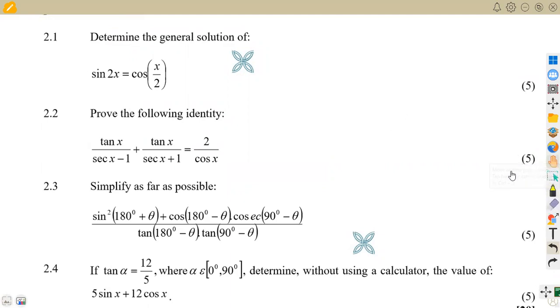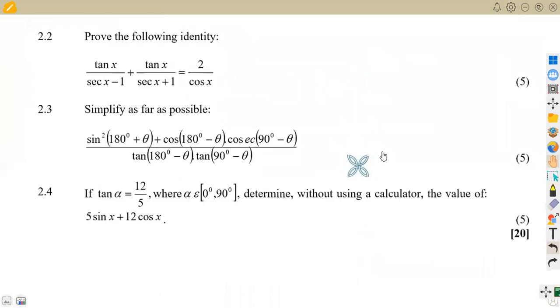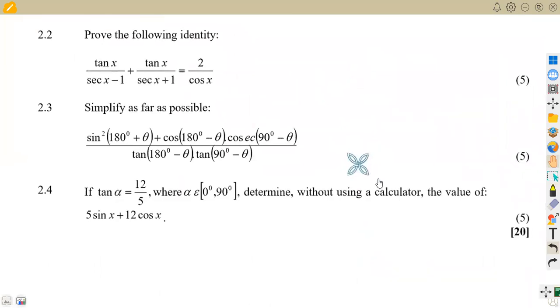We move on to question 2.2, where we are given the following identity to prove, and that's 5 marks.